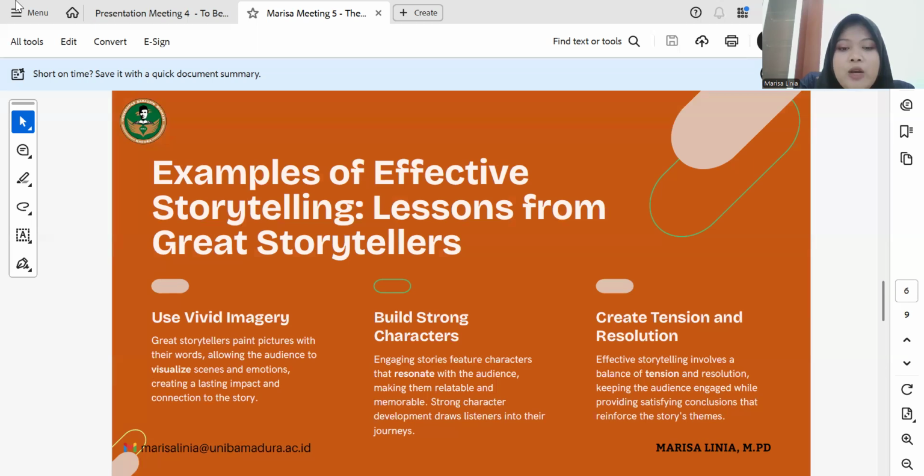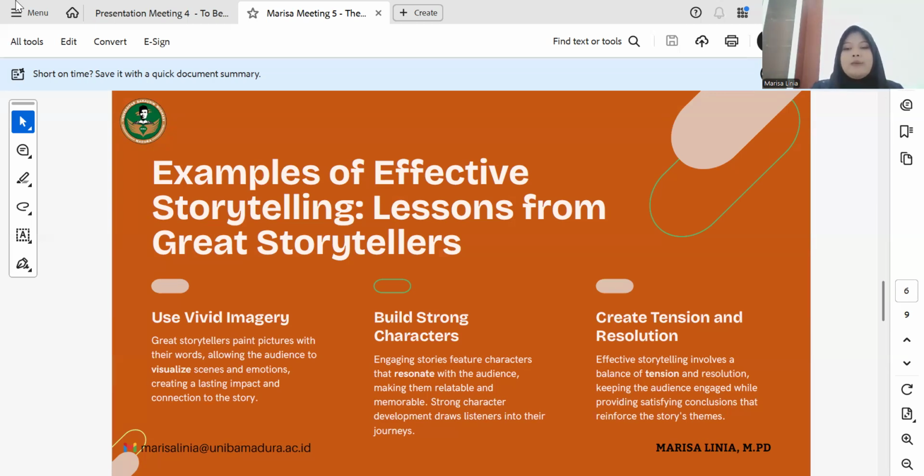And the second one here: build strong characters. Besides using imagery, you have to build strong characters. An engaging story features characters that resonate with the audience, making them relatable and memorable. And also, strong character development draws listeners into the journey.